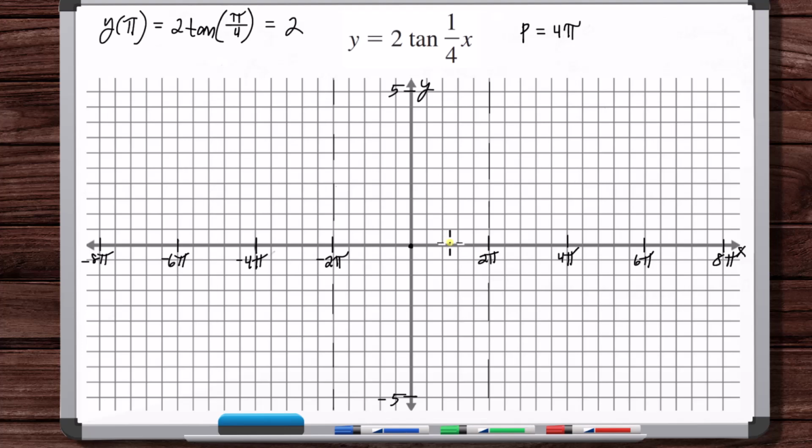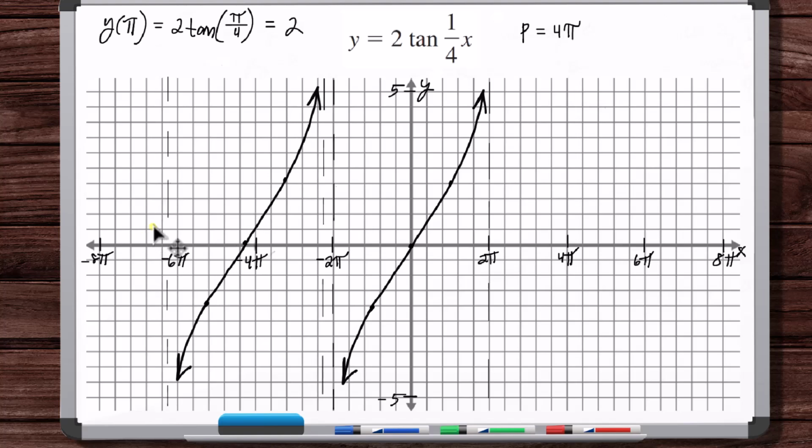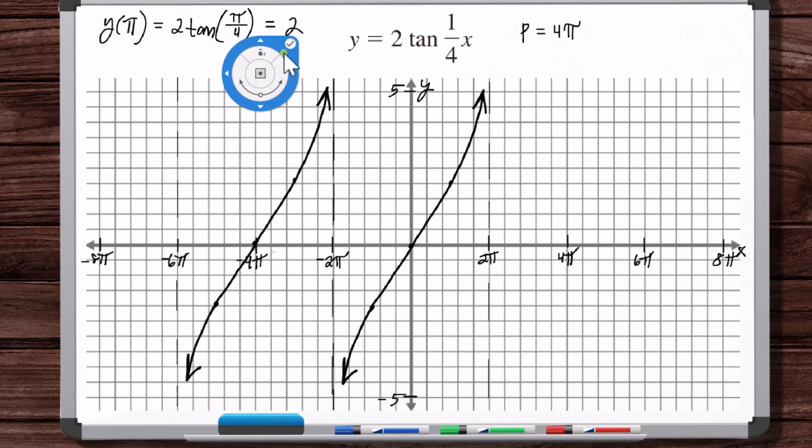Okay, so here is pi, and then that's 1, there's 2. And then it's odd, so like that. Okay, so let's see. Like that. All right. You can see it's been stretched out horizontally and vertically, right?